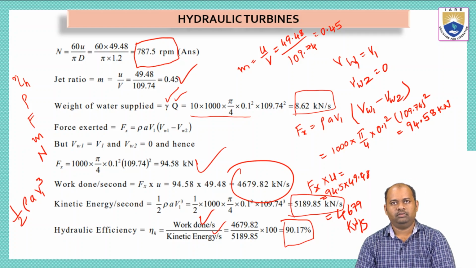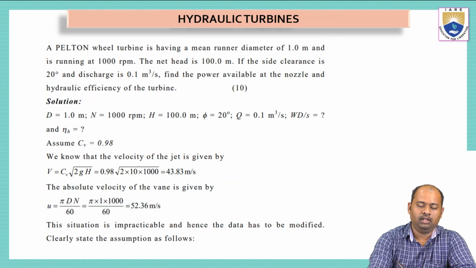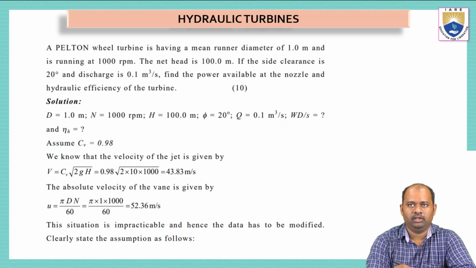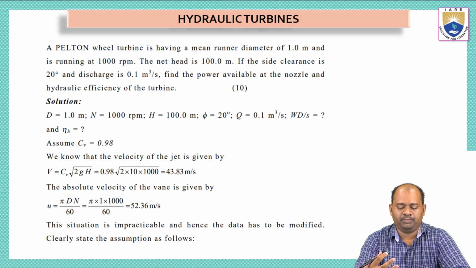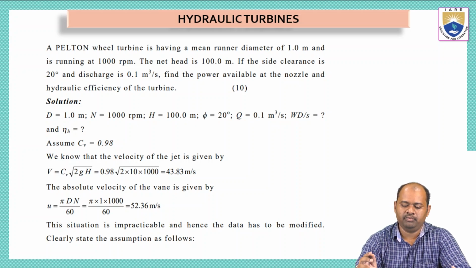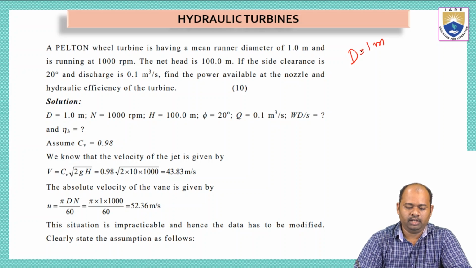Now let us try to solve another example. So this is also based on a Pelton wheel. Now let us try to understand the question and try to abstract whatever is given in the question as given data. Okay, and the question goes like this. A Pelton wheel turbine is having a mean runner diameter of 1 meter. Okay, the mean diameter is equal to 1 meter, and it is running at a speed of 1000 rpm. The speed of this turbine is 1000 rpm.